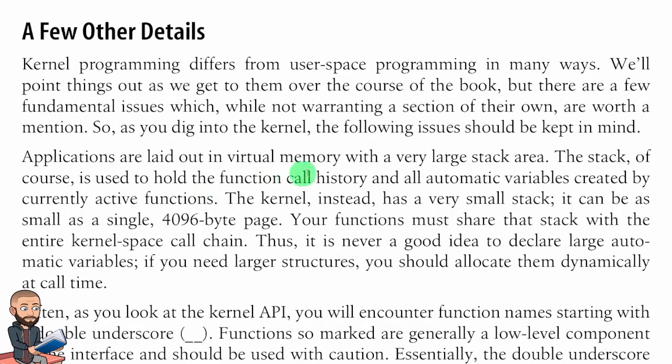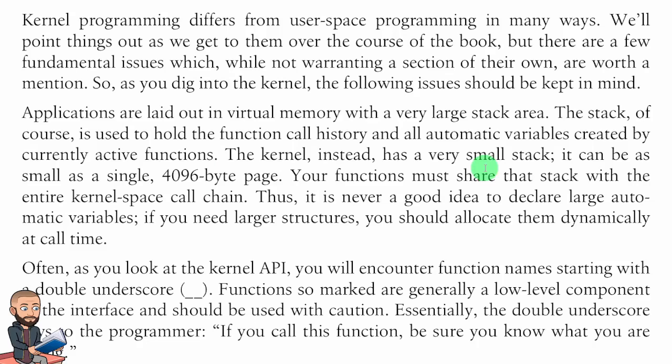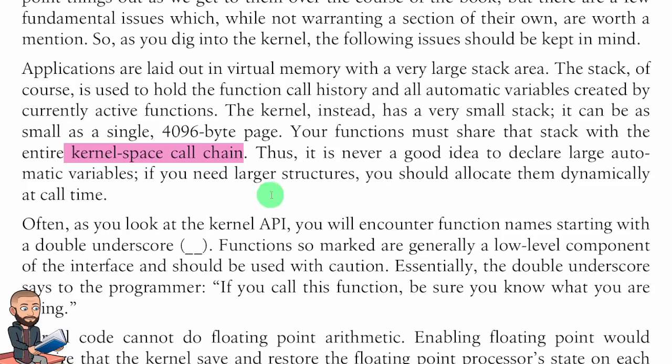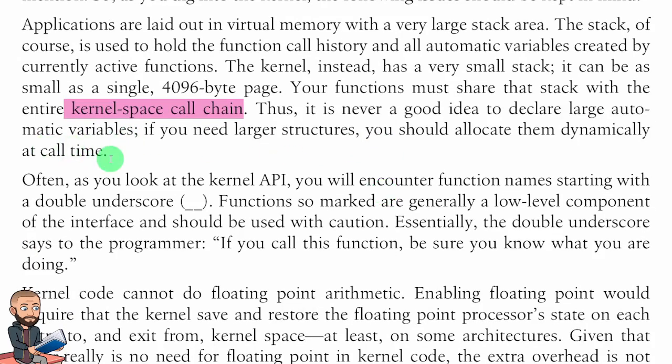Applications are laid out in virtual memory with a very large stack area. The stack, of course, is used to hold the function call history and all automatic variables created by currently active functions. The kernel instead has a very small stack. It can be as small as a single 4096-byte page. Your functions must share that stack with the entire kernel space call chain. Thus, it is never a good idea to declare large automatic variables. If you need larger structures, you should allocate them dynamically at call time.